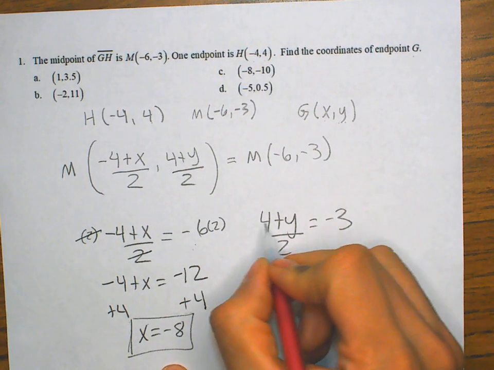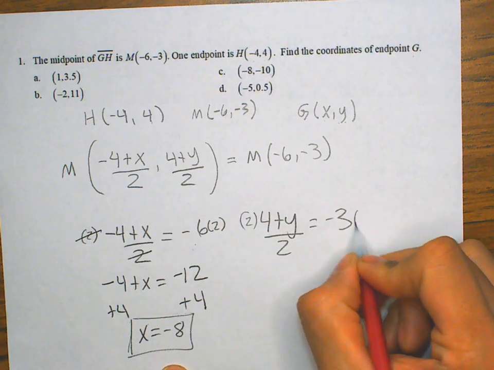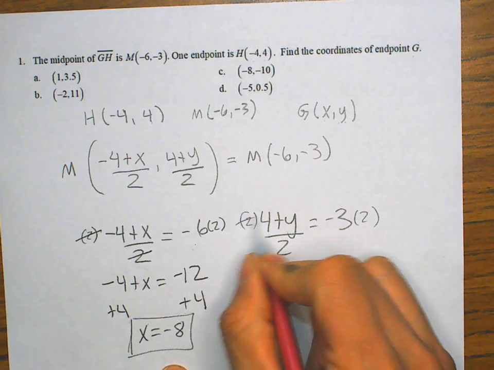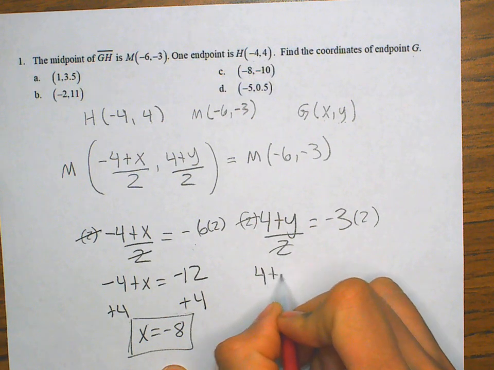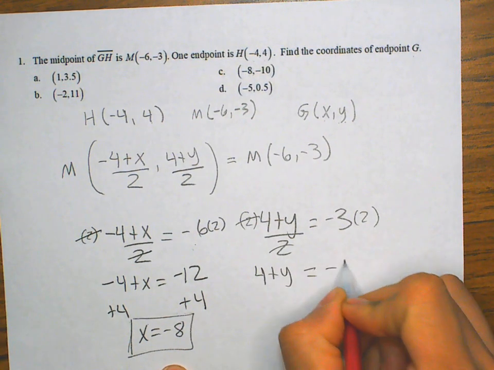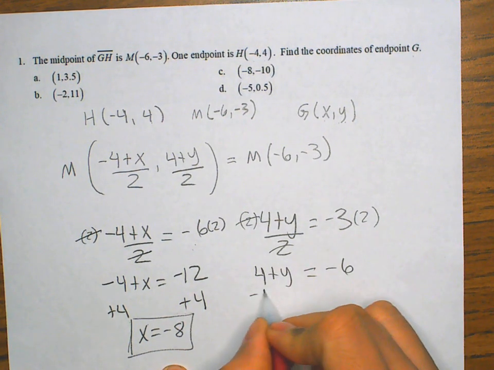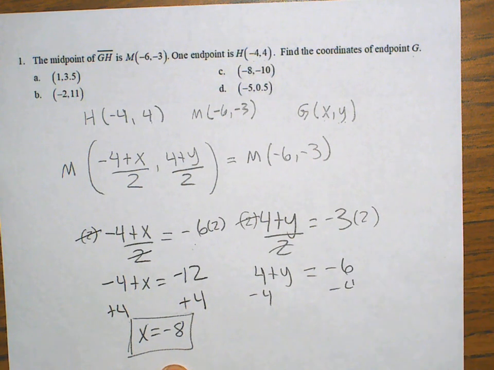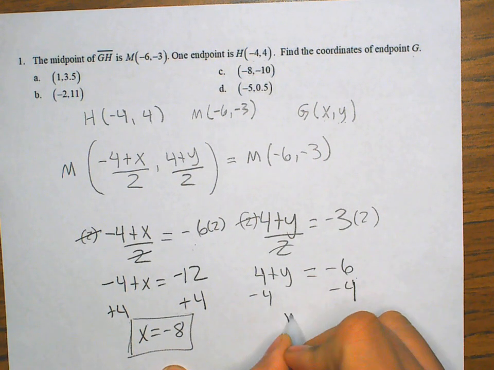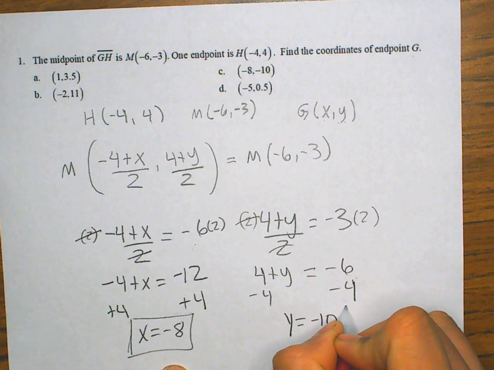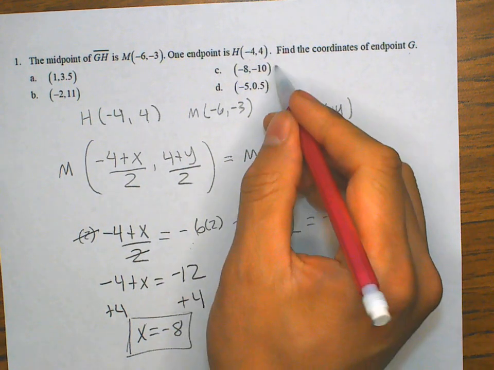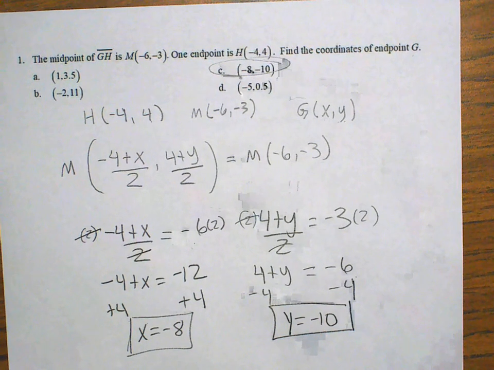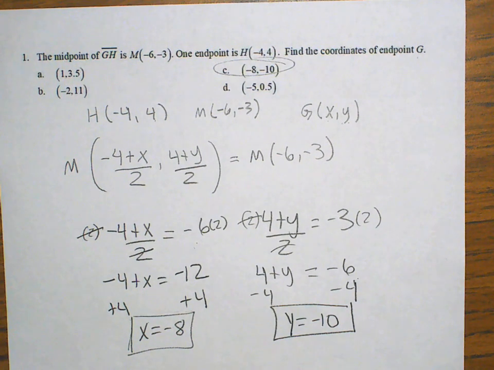Now for the second part, we're going to multiply it by 2. That's going to divide out. That's going to give me 4 + y = -6. You subtract 4, and you get y = -10. So this is the coordinate of the other endpoint. In this case, it happens to be C. So that's example number 1.